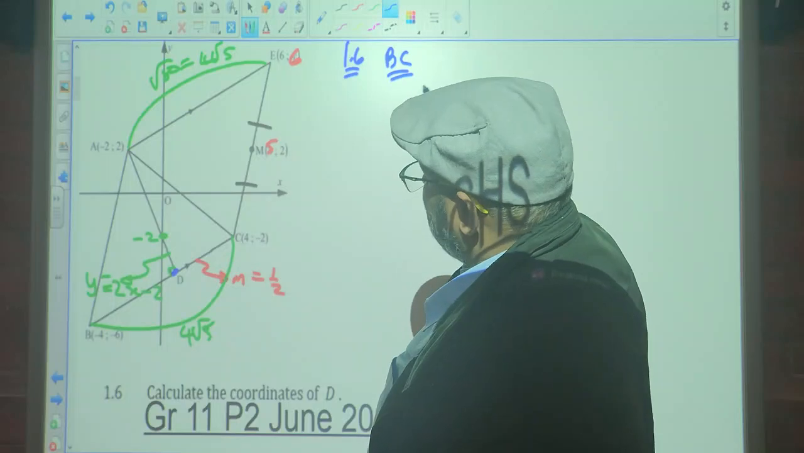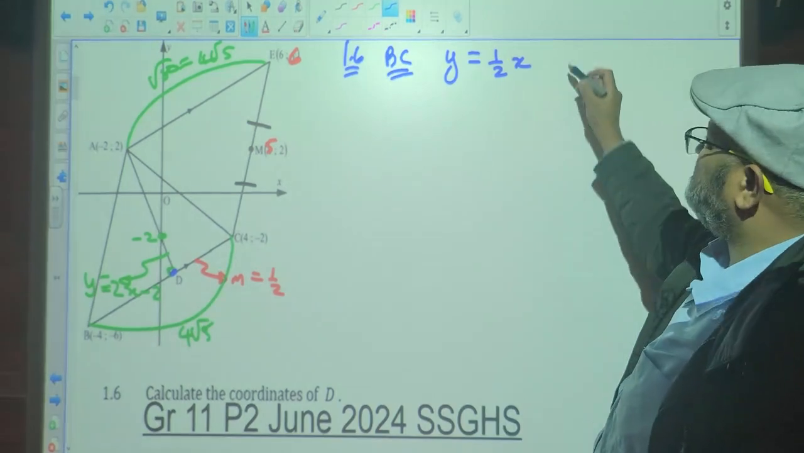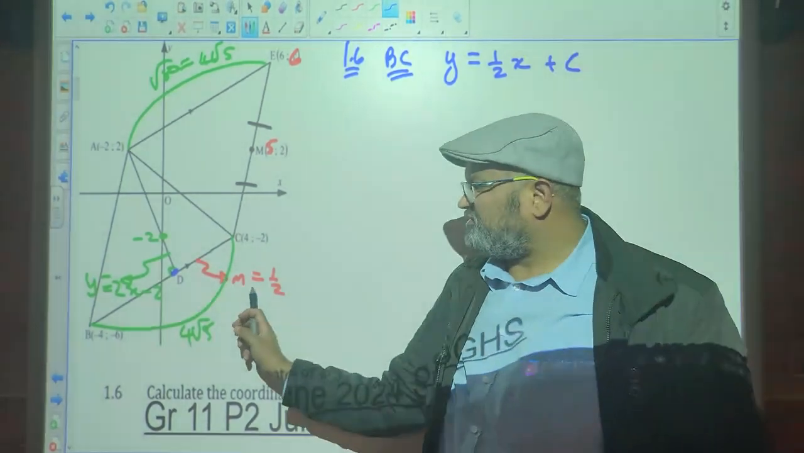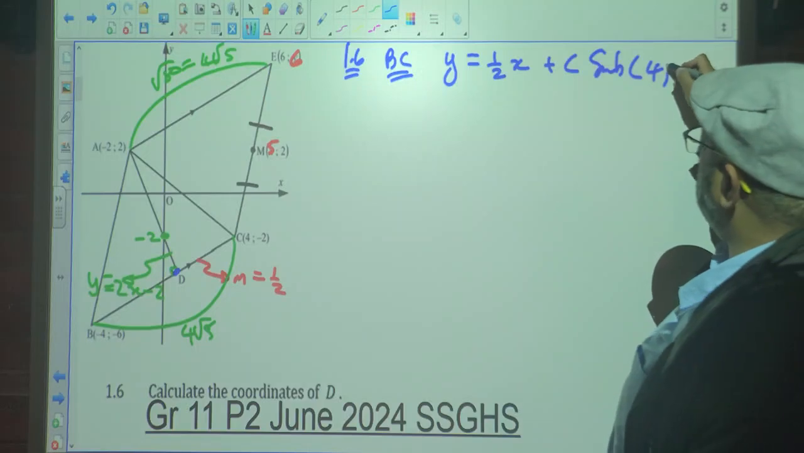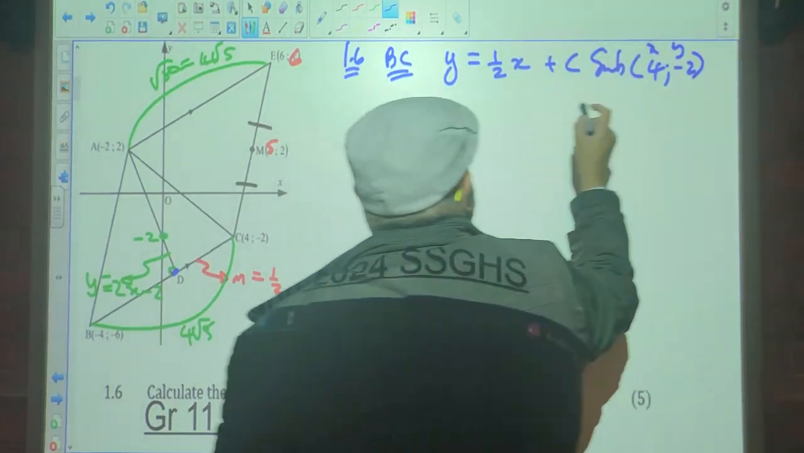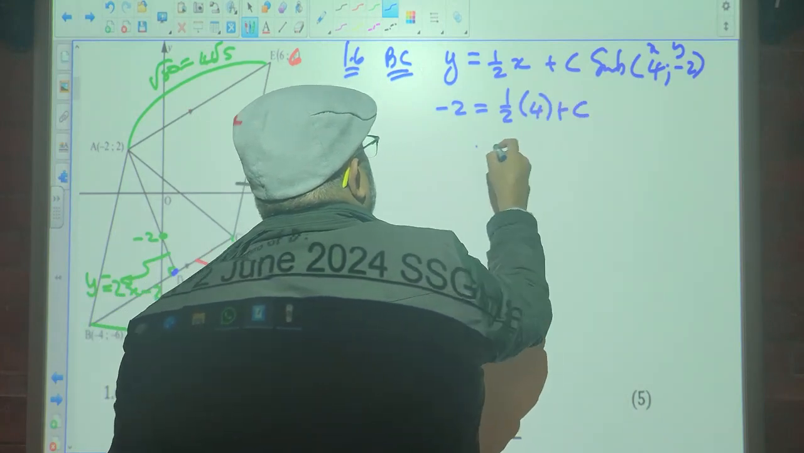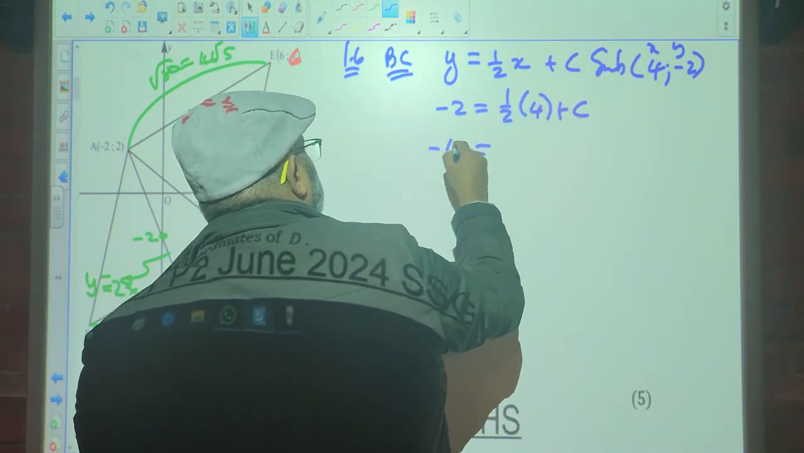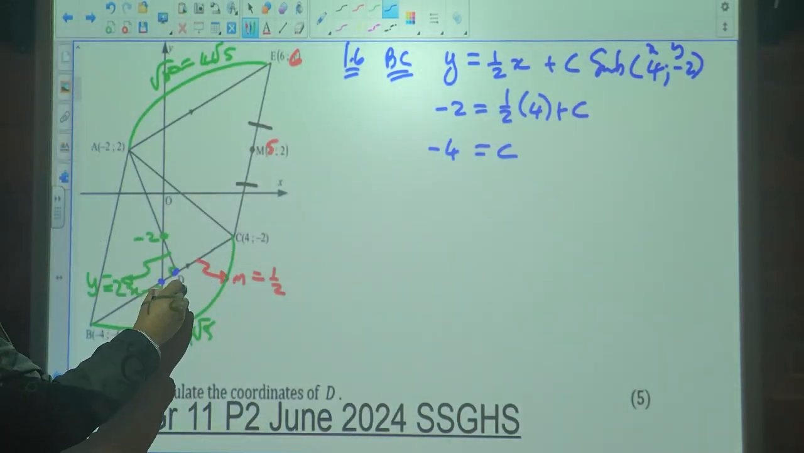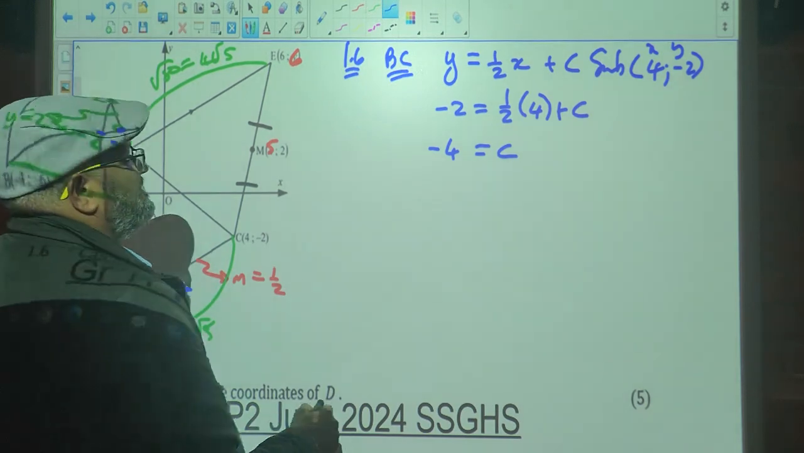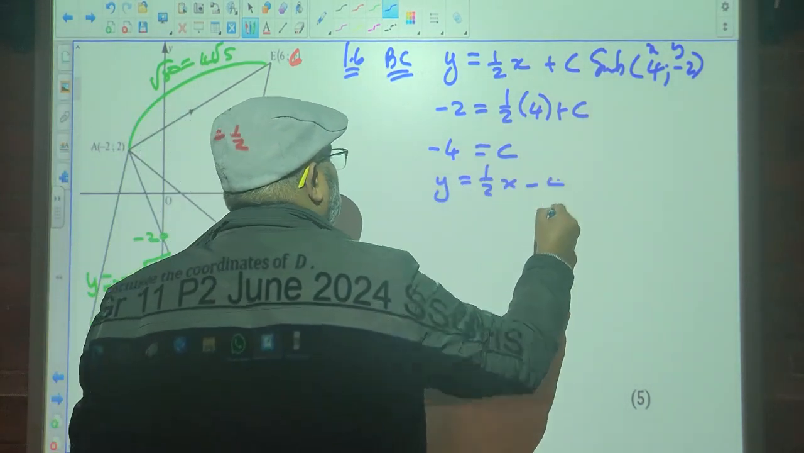The equation of BC, we know it's going to be in the form of y is equal to mx plus c, which is y is equal to half x plus c. We have calculated the gradient already. So I'm going to substitute the point 4 and negative 2, that's an x and a y. So negative 2 is equal to half times 4 plus c. So that's going to give you 2. Take 2 over, becomes minus 4, so c is minus 4. Okay? So my equation is y is equal to a half x minus 4.